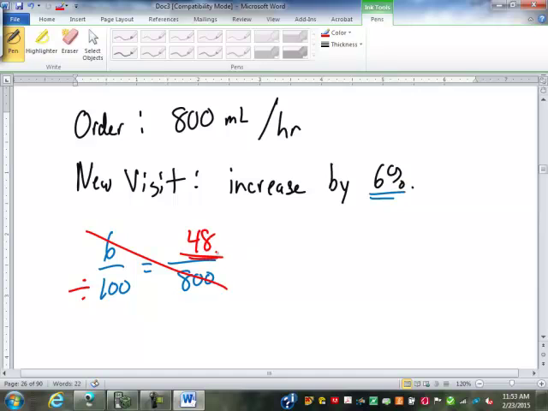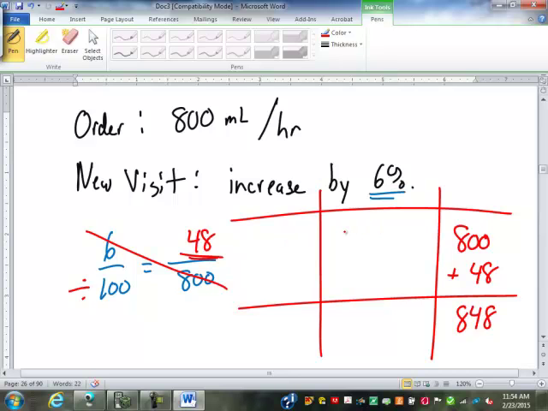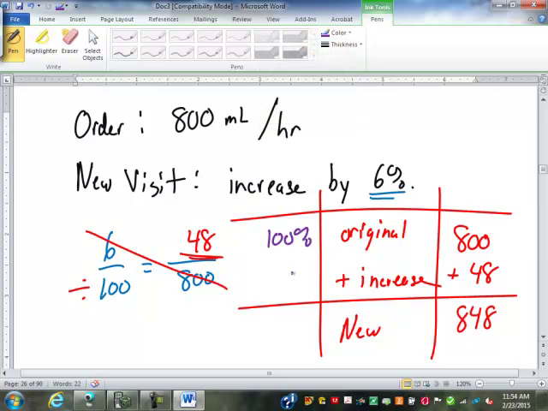So we're increasing that by 48 milliliters per hour, which means we have the 800 milliliters per hour. We're going to add 48 to it, which gives us 848 milliliters per hour. Well, the 800 is the original order. 48 was the increase that we're adding to it. And we end up with the new ordered dose. On the percent side, the original was 100%.